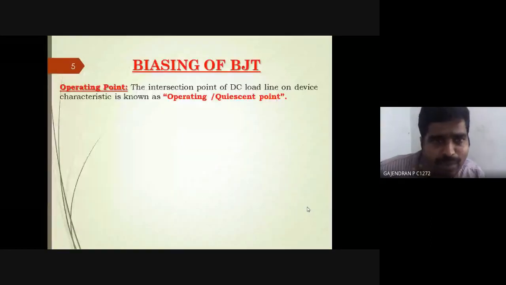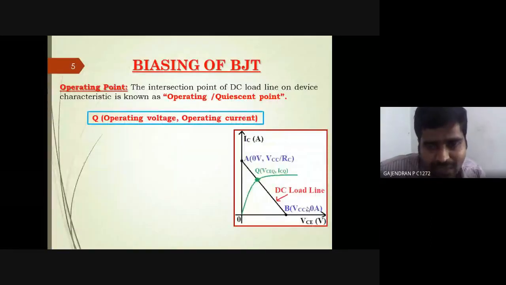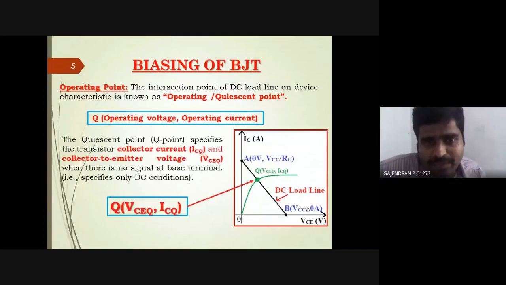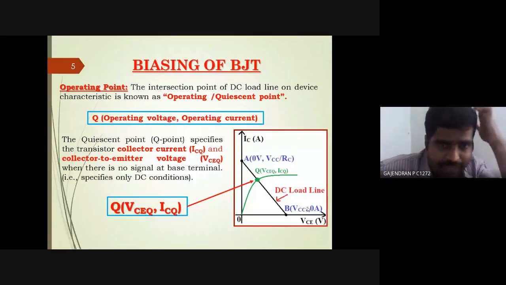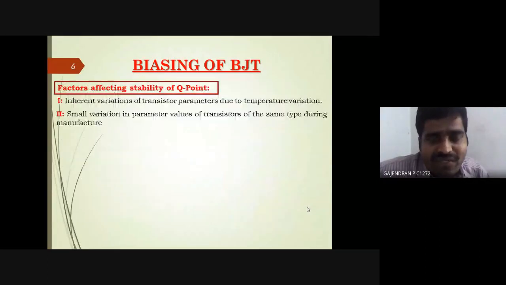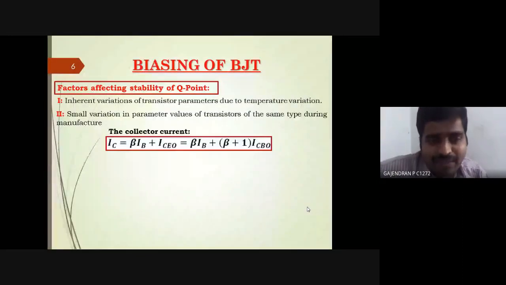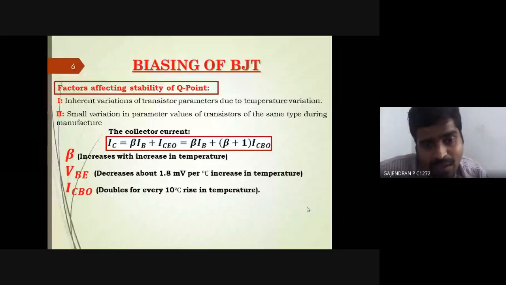Then the quiescent point or the operating point we learned. It's very simple. Your output characteristics and the DC load line, if you draw in the same plane, you will get a meeting point. That point is called what? Your operating point. Then what are the factors affecting the stability factor we saw in the last class? Beta, VBE and ICBO, and also in which degree it impacts. So all the parameters will vary due to the change in temperature.